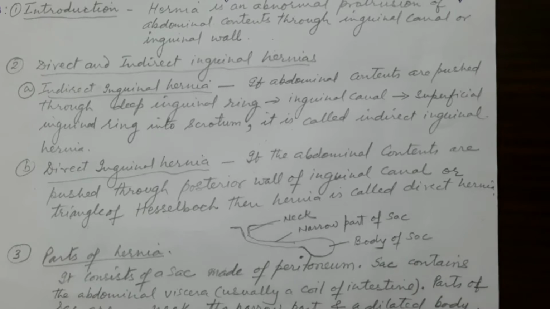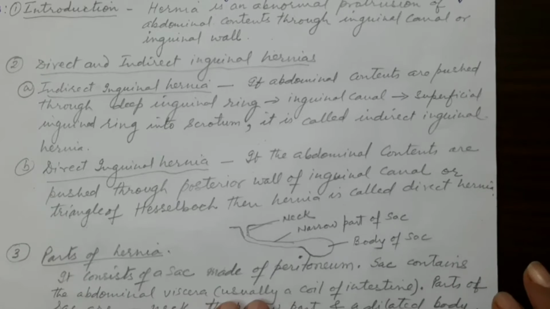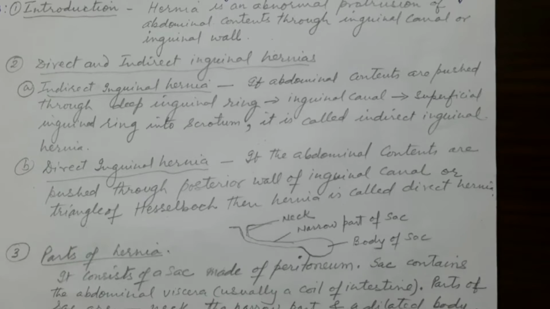So the indirect inguinal hernia, which was coming through the deep inguinal ring, was lying lateral to the inferior epigastric artery, which was forming the lateral boundary of the Hesselbach triangle or the inguinal triangle. But the direct inguinal hernia comes out medial to this artery, that is the superficial inguinal ring. That is an important difference in relation to the inferior epigastric artery.